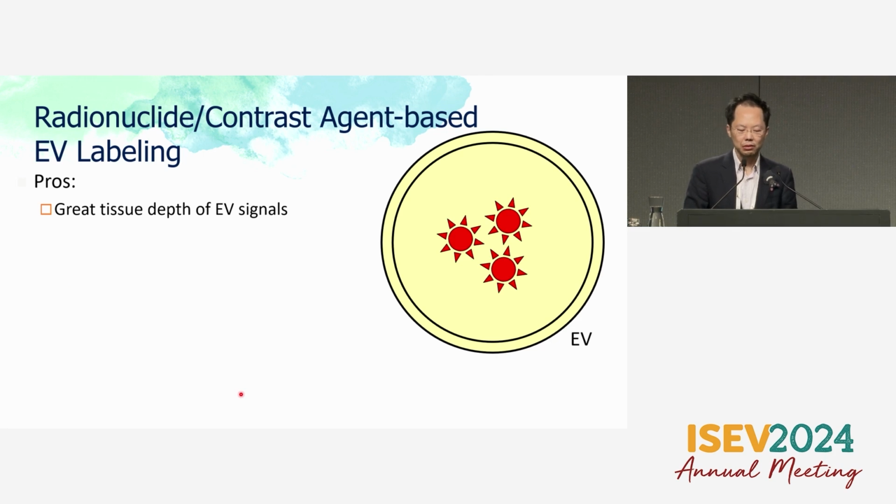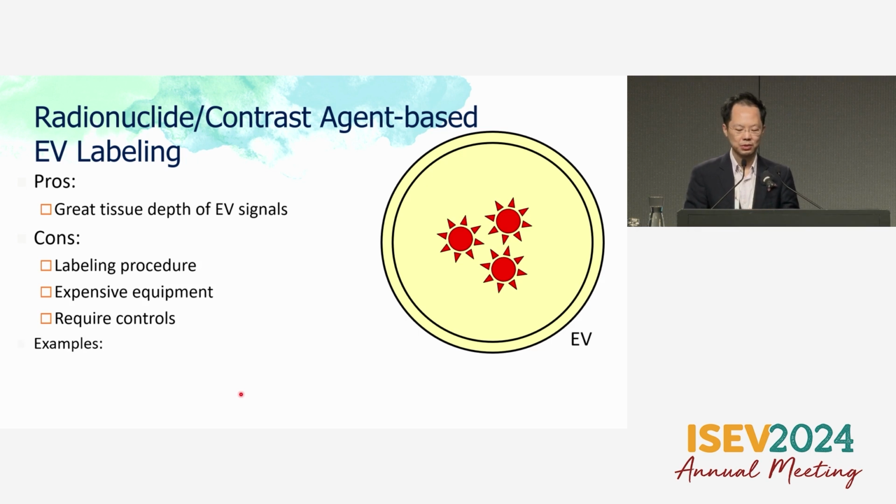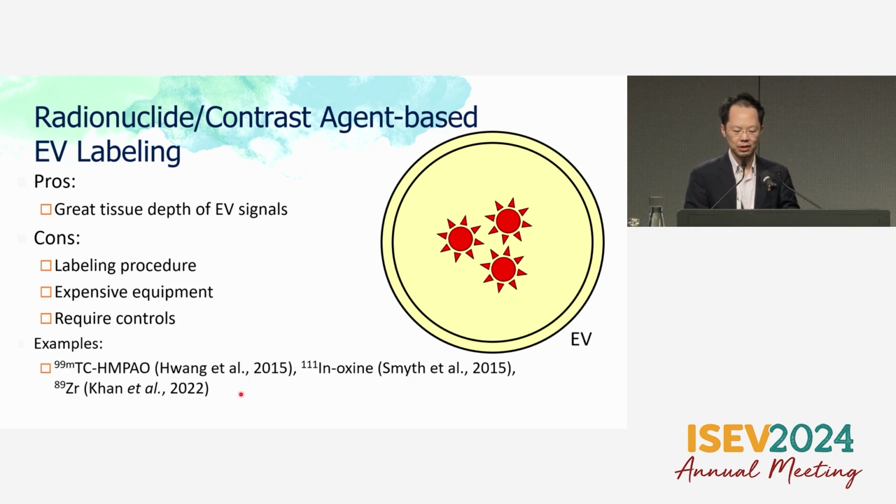Now, for radionucleotide or contrast agent-based labeling, they have a really good advantage in terms of tissue depth. But the con to that is that not a lot of people have access to these contrast agents, and they could be very expensive to work with. At the same time, they require controls, and some examples are listed right here, which I won't go into, but you can check those out.